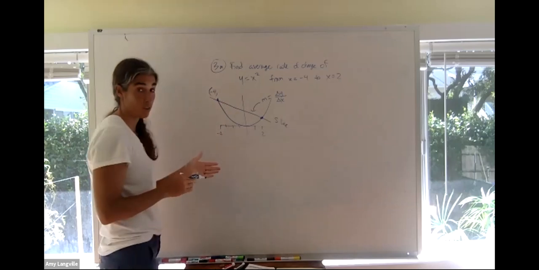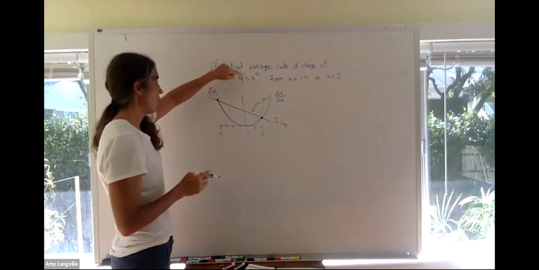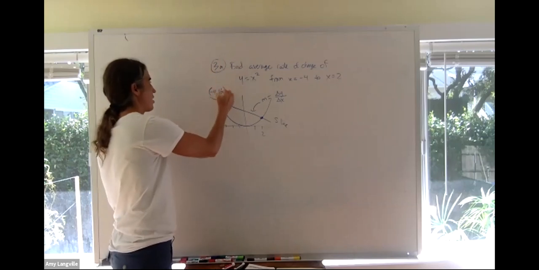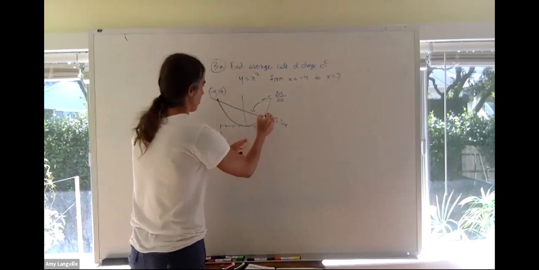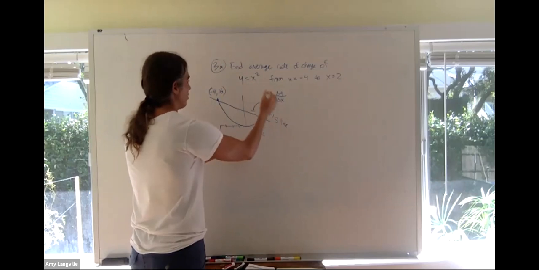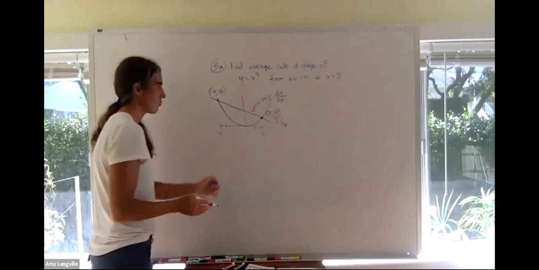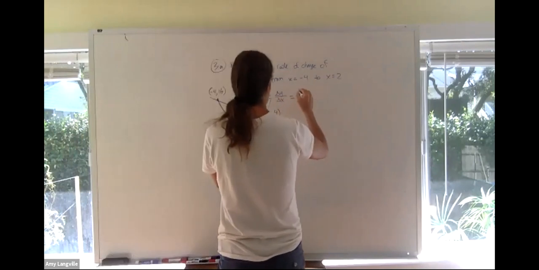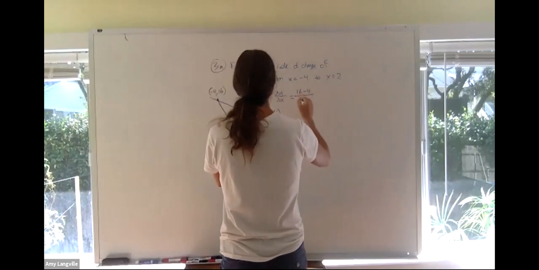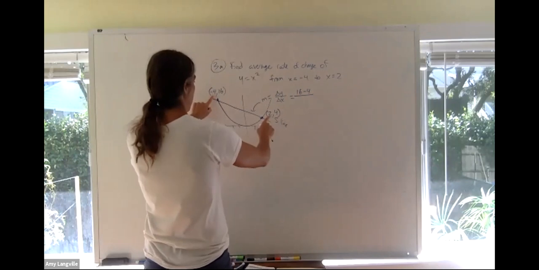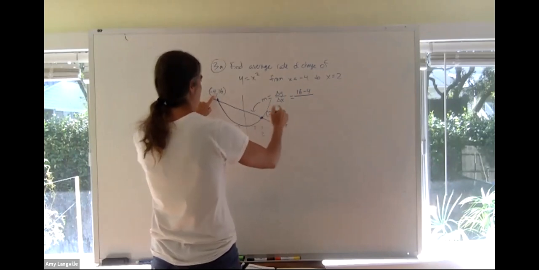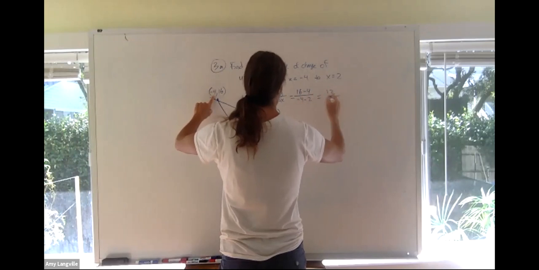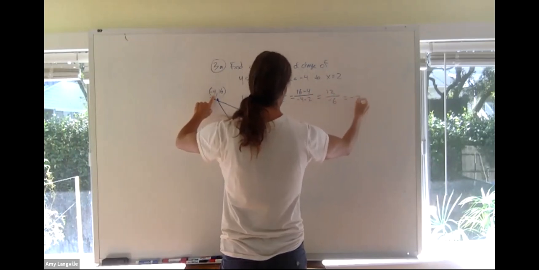Again, always go back to the original function when you want a y value. So when x is minus 4, you square that and get the y as 16. Over here at the point 2, y would be 2 squared is 4. Okay, so then I just subtract the y's, 16 minus 4, divided by, subtract the x's and make sure you do it in the same order. So minus 4 minus 2 is minus 6, and 12 divided by minus 6 is minus 2.